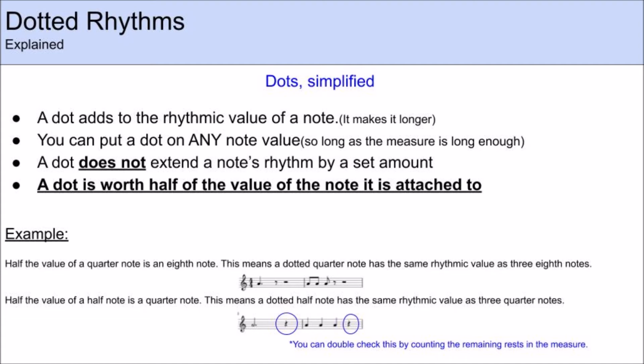A good way to double check this is by looking at the rests remaining in the measure. For our dotted quarter note, we have an 8th rest followed by a half rest. Then the 3 8th notes leaves us with an 8th rest, also followed by a half rest. This tells us that they are taking up the same space within the measure.